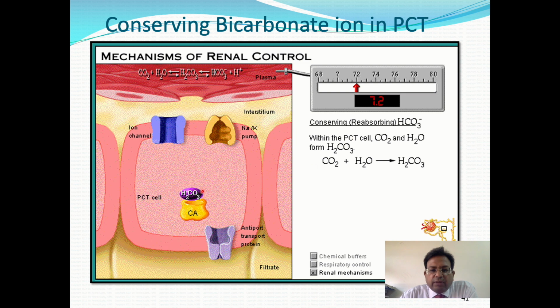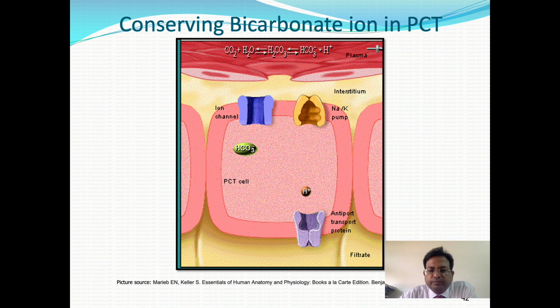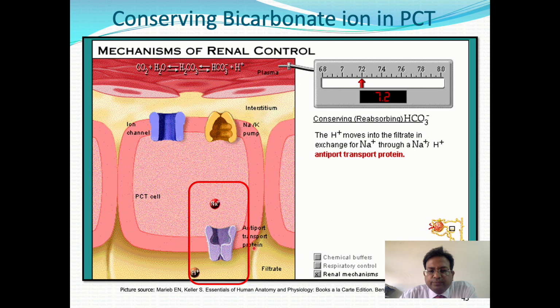Within the PCT cell, the carbon dioxide will react with the water and form carbonic acid. This reaction is done by carbonic anhydrase, and the carbonic acid will be formed. This carbonic acid will split into bicarbonate and hydrogen ion, and the hydrogen ion will move into the filtrate. The hydrogen ion will move into the filtrate in exchange for sodium through this antiport transport protein. Sodium will be exchanged for the hydrogen. The hydrogen ion will be left in the filtrate, and sodium will be absorbed.